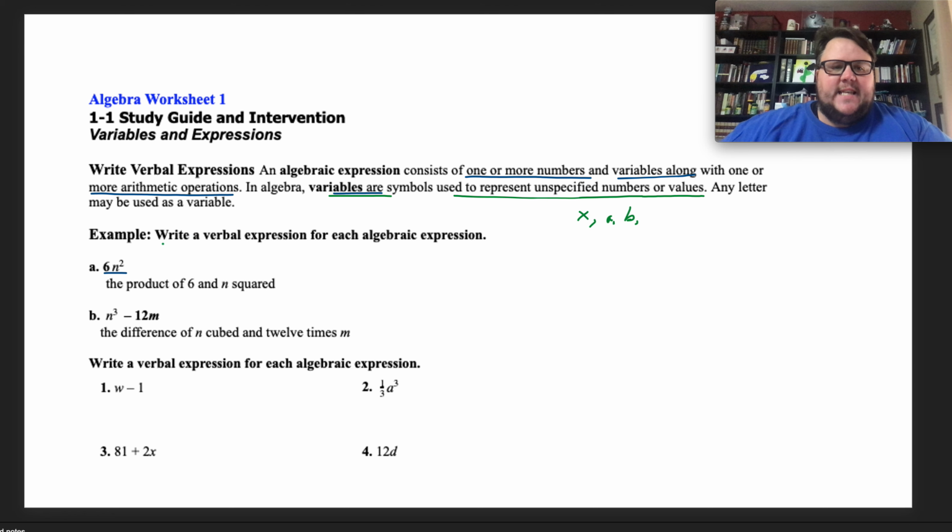So look at this example. We're going to write a verbal expression for each algebraic expression. A verbal expression is words. So we have 6n squared. So we have the product. They gave us the answer of the product of 6 times a number.